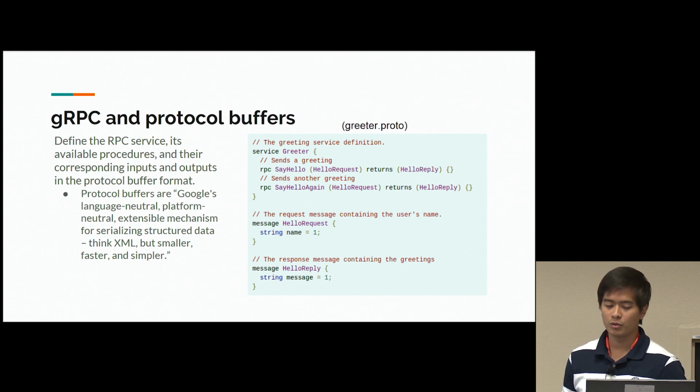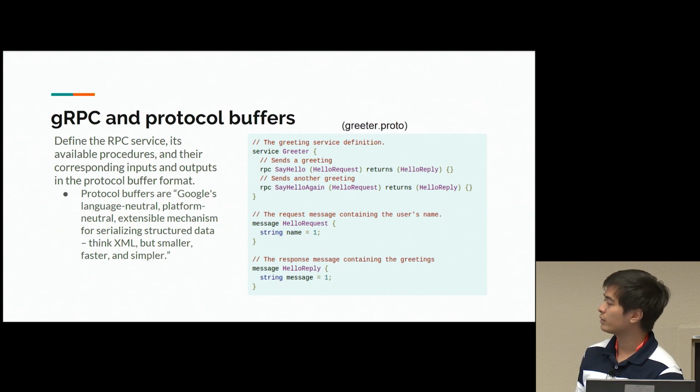So here's an example protocol buffer file with the name greeter.proto that defines a single RPC service called Greeter. Greeter gives us two RPCs, SayHello and SayHelloAgain. Taking a closer look at SayHello, we can see that it takes the argument HelloRequest and returns HelloReply as the return value. So HelloRequest and HelloReply are also defined in the protobuf. HelloRequest simply contains a single string called name, and HelloReply contains a single string called message.